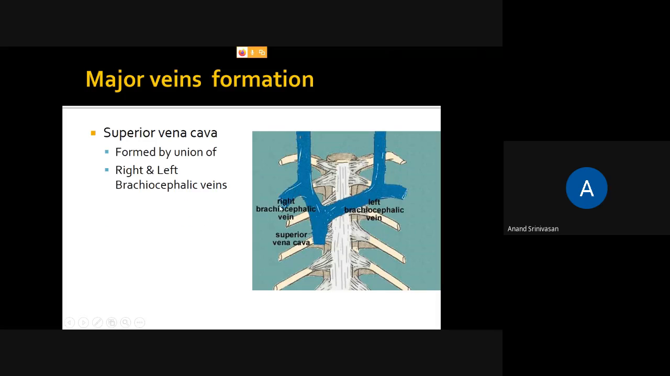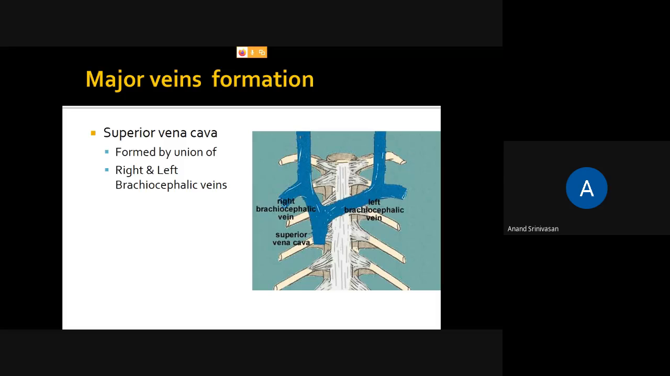Now we have seen the brachiocephalic vein, right? There is the right brachiocephalic and the left brachiocephalic vein. How is the brachiocephalic vein formed? By the subclavian vein and internal jugular vein. The right subclavian and right internal jugular vein join together to form the right brachiocephalic vein. Similarly, on the left side, the left subclavian vein and the left internal jugular vein join together to form the left brachiocephalic vein. Remember, there are two brachiocephalic veins, but there is only one brachiocephalic artery.